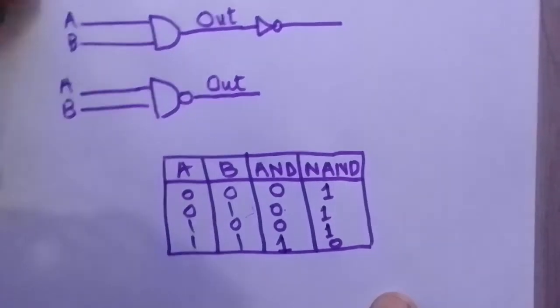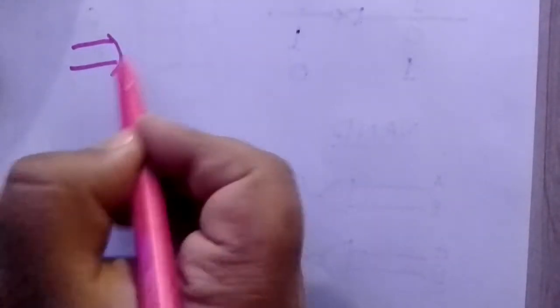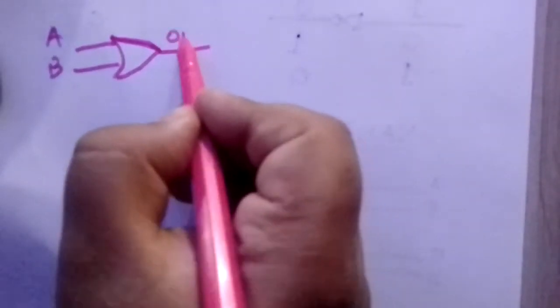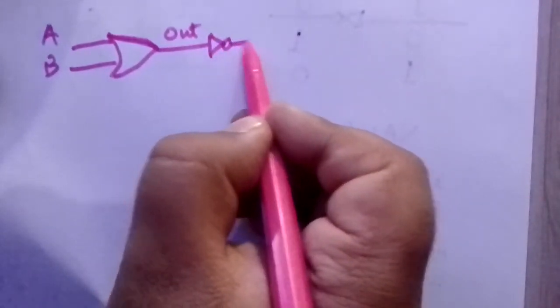Okay, now let us see the digital NOR gate. So NOR gate is the inverted version of digital OR gate. So we saw the OR gate. It has two inputs and one output. Okay, two inputs A and B and one output, out. Okay, when the output of the OR gate is inverted by the NOT gate, this will become NOR gate.